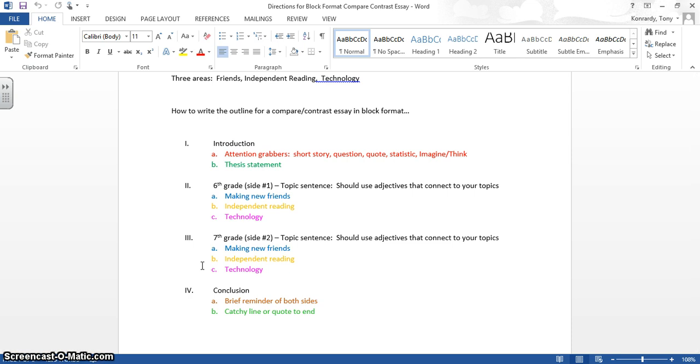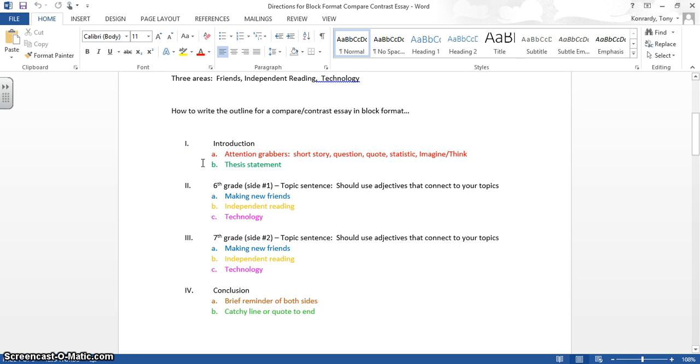Organization is key. When we begin our introduction, we are looking for attention grabbers, some way that you can get the attention of the audience. That could be through a short story, a question, a quote, some statistics, or using the words imagine or think to help put the audience into your essay.